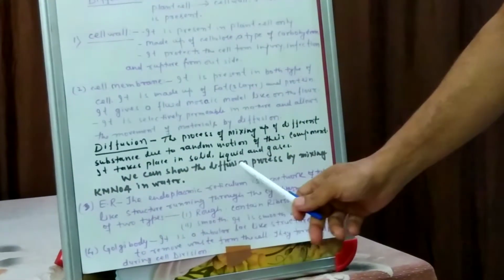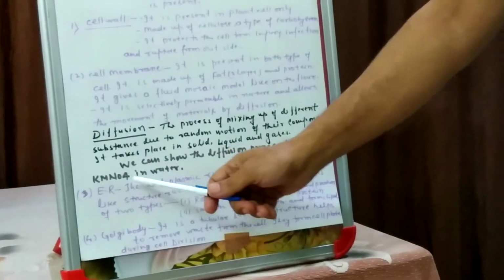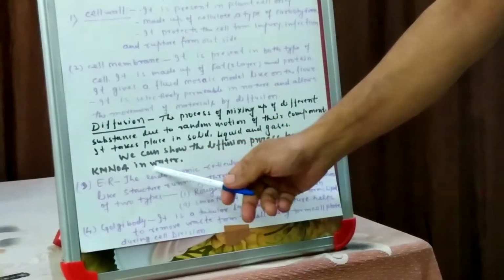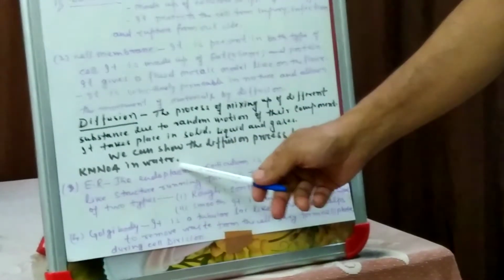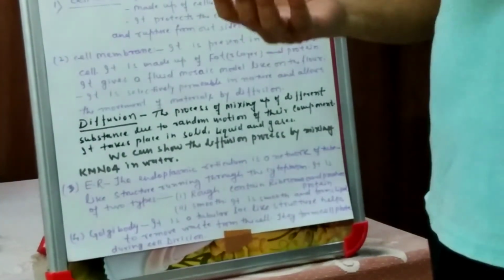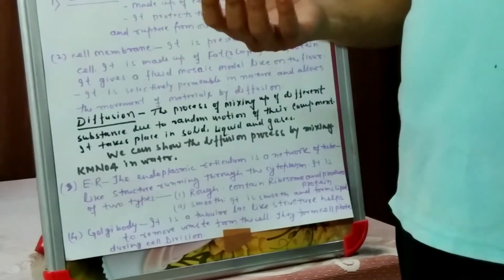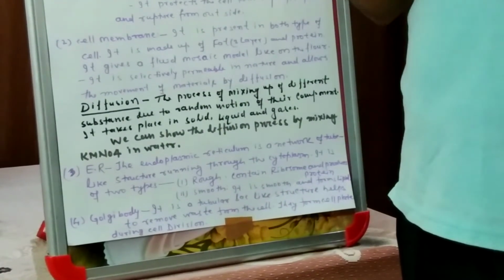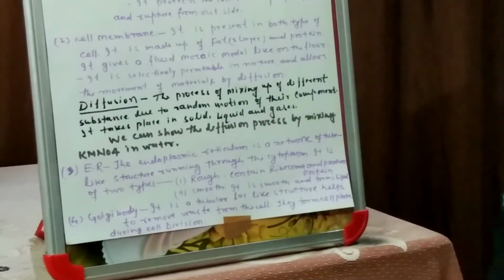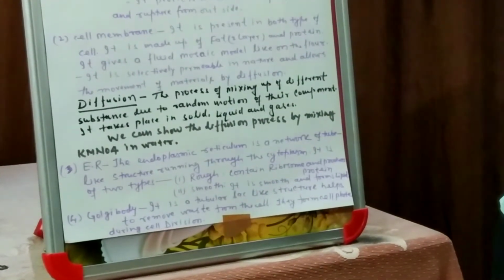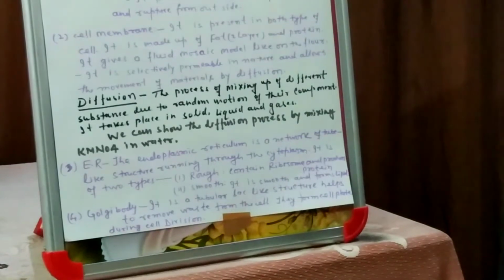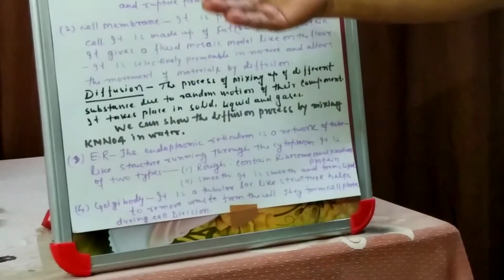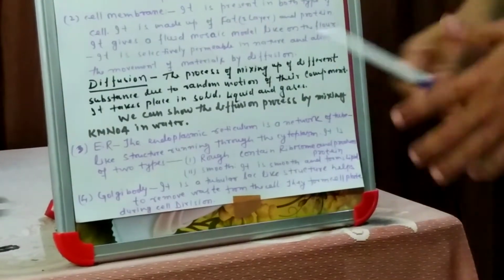We can also show the diffusion process by mixing KMnO4, that is potassium permanganate, in water. This is the formula of potassium permanganate, KMnO4. Just take water and put in the crystals, the solid substance of KMnO4. You will find that slowly and gradually the dye, the pink color of the potassium permanganate, spreads and dissolves in the water completely. That shows the process of diffusion.